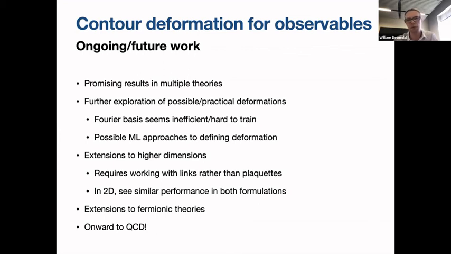Of course, we want to go to higher dimensions. So we want to do this for 3+1 dimensions in QCD, of course. This requires working with links rather than plaquettes. And this is what we're working on right now in 2 dimensions. And we see pretty similar performance in the problem formulated with plaquettes versus the problem formulated with links. And so we're optimistic that we'll be able to take this and extend to higher dimensions. And of course, we need to think about extensions to fermionic theories. And if we can do that, then it's onward to QCD.